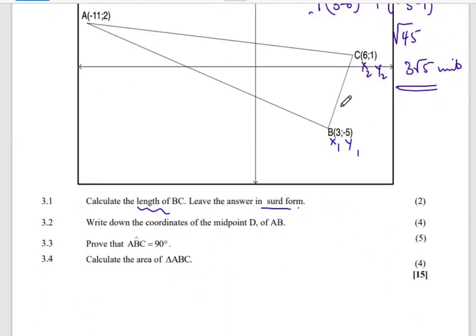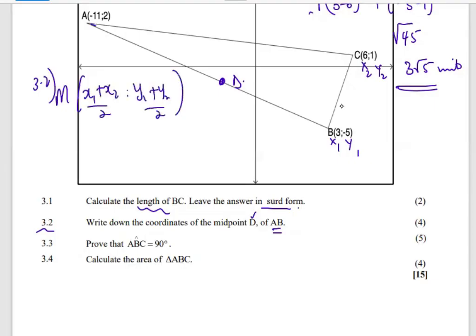All right. Then 3.2, they want us to get the midpoint D of AB. So there is a point D here, which is the midpoint. So how do we get the midpoint? The formula for midpoint is (x1 plus x2) divided by 2, (y1 plus y2) divided by 2. Please remember, for midpoint we add the points. For distance, we subtract the points.